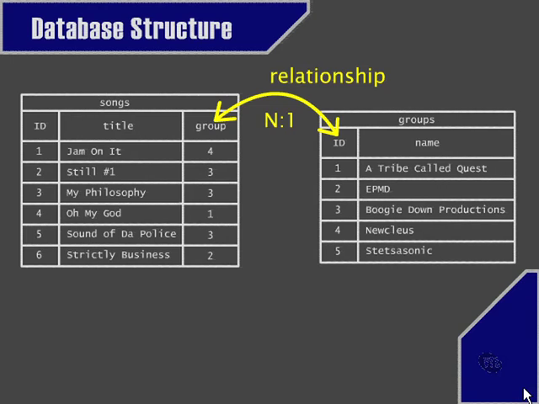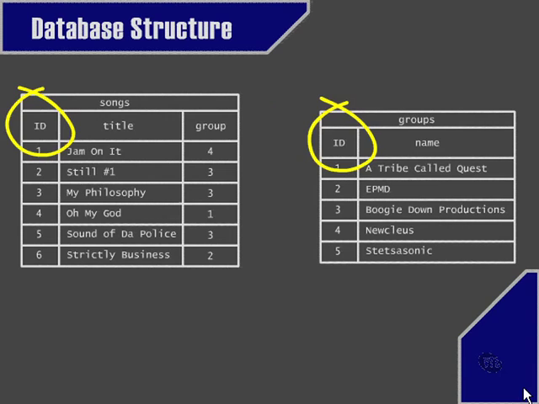Now that we're looking at relationships, I can introduce another very important concept about the database structure, and that is keys. Some columns within our tables are known as keys. These two, for instance, the ID columns in both tables, are the primary keys, which essentially provide a unique identifier by which we can identify each entry within the table. So instead of having to say A Tribe Called Quest, we can just say groups ID 1.